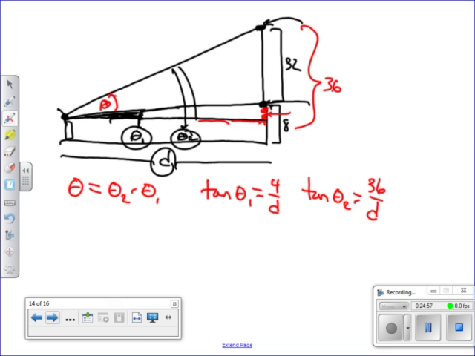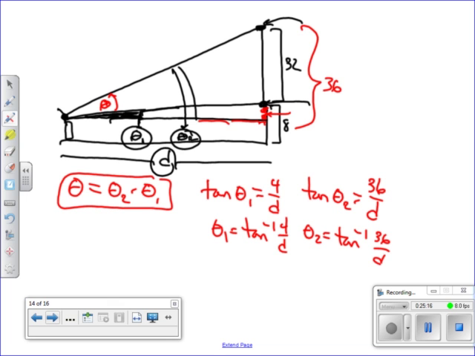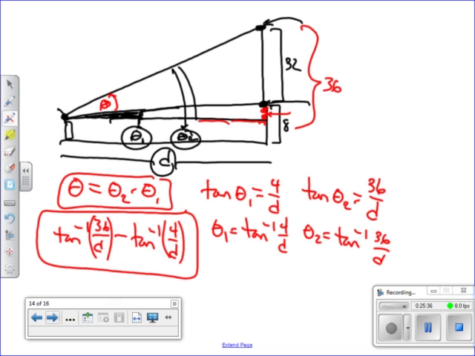So now these are inverse tans. So theta 1 is equal to the inverse tangent of 4 over d, and theta 2 is equal to the inverse tangent of 36 over d, okay? Now we said right here that theta is equal to theta 2 minus theta 1. So if I take theta 2, which is inverse tangent of 36 over d, and I subtract inverse tangent of 4 over d, if I go graph that, I can find that maximum distance, okay?